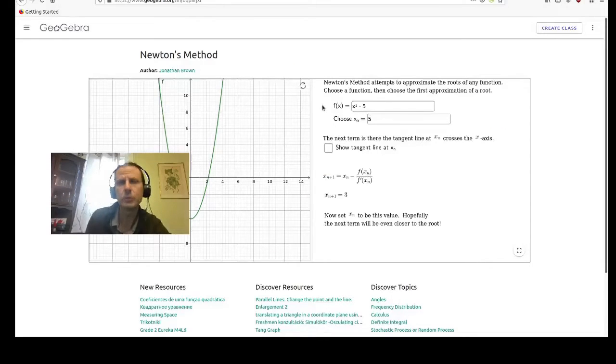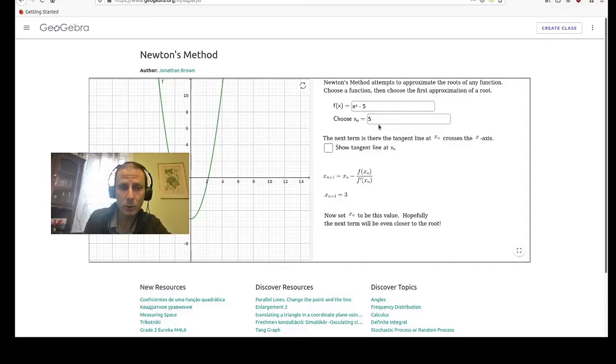So I made a GeoGebra app that will allow us to play around with these ideas and see how it works. So, for example, let's find a root of x squared minus 5. Of course, this is kind of exciting because the root of x squared minus 5 is also known as the square root of 5. If you set this equal to 0 and solve for x, x will be the square root of 5. So what Newton's method is really giving us is a way of approximating or even calculating things like square roots.